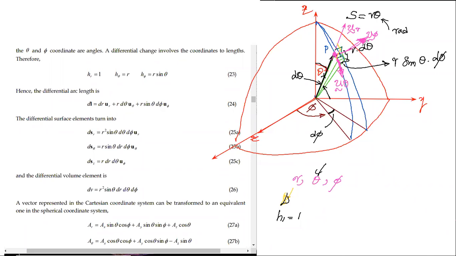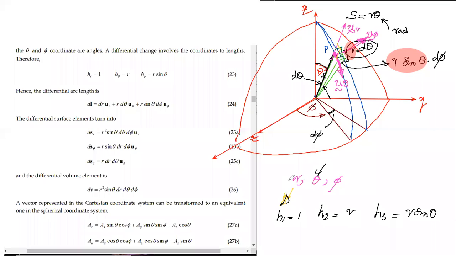The next parameter is theta. You can see here this differential length. You have to write down R d theta. This R is the conversion factor for theta. And similarly, R sine theta is the conversion factor for phi. Therefore, I'll write down H2 equals R, H3 equals R sine theta. These we call the conversion factors.